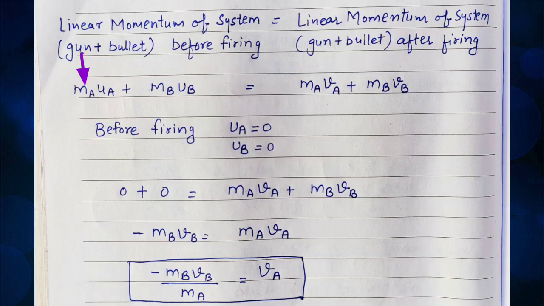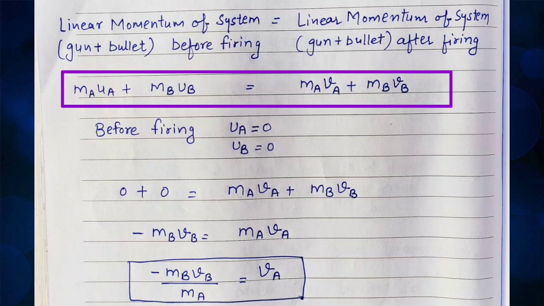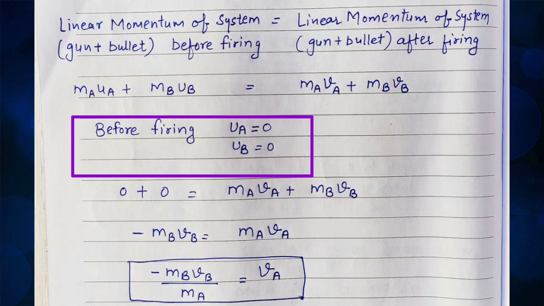Let mA be the mass of the gun and mB the mass of the bullet, where uA is the velocity of the gun before firing and uB is the velocity of the bullet before firing. Similarly, vA is the velocity of the gun after firing and vB is the velocity of the bullet after firing. So accordingly, mAuA + mBuB = mAvA + mBvB. We know that before firing, uA is 0 and uB is 0 because both gun and bullet are at rest.